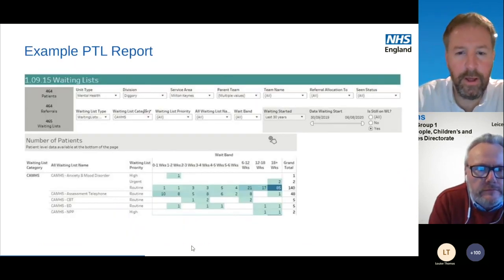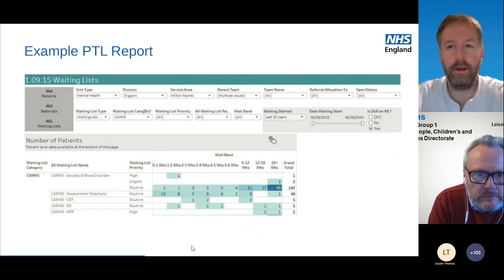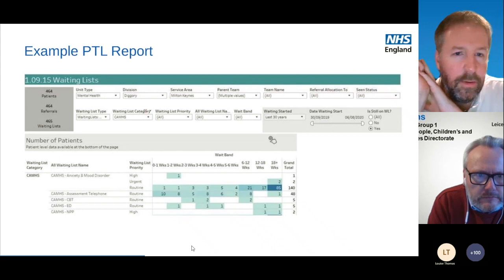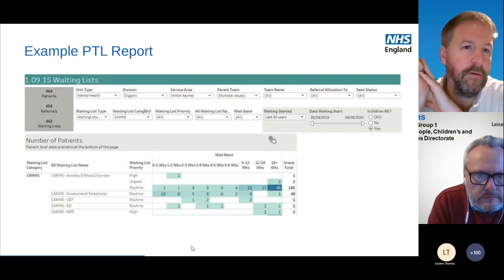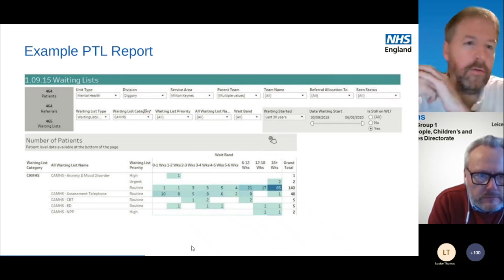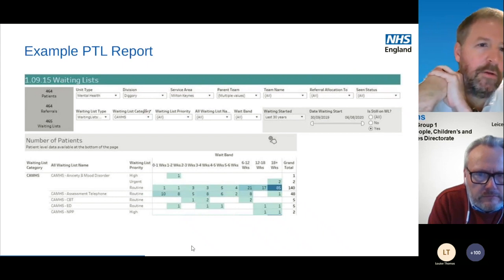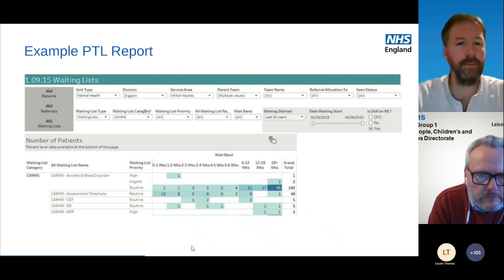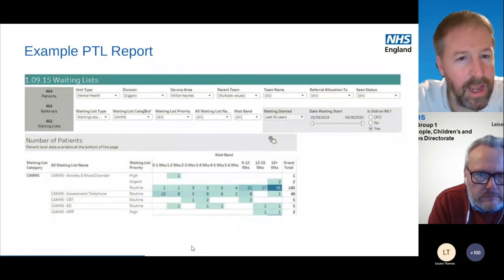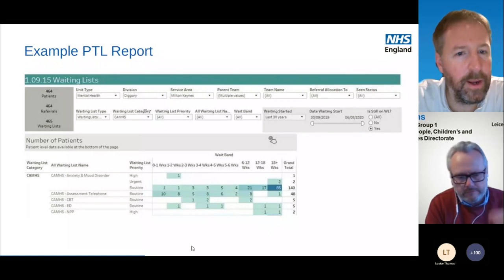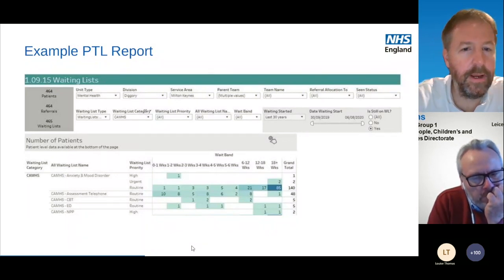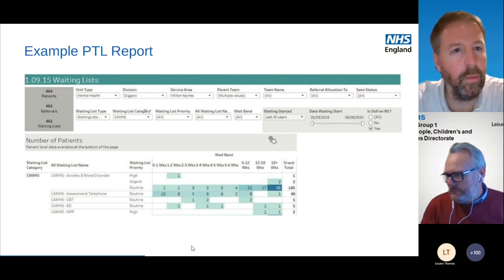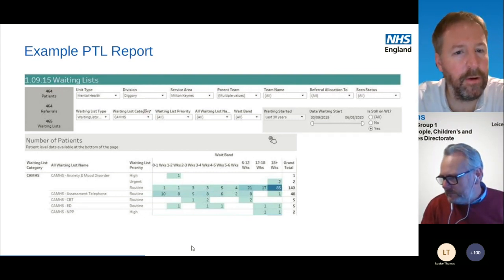So I mentioned before, example. Here's an example from an organisation, and this is a fairly typical approach to a PTL report. As you can see along the top, there are lots and lots of filters, so depending on which area of an organisation or a service you're managing, you can very quickly whittle it down to the ones that you're interested in and that you need to deal with, that's under your responsibility. And then we've got a table or a grid showing all the people that are waiting. There are probably a couple of hundred in total, but you can quite quickly identify where the long waits are and which ones you need to be focusing in on.